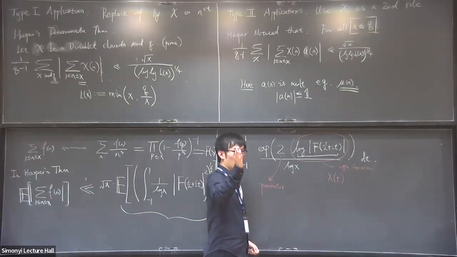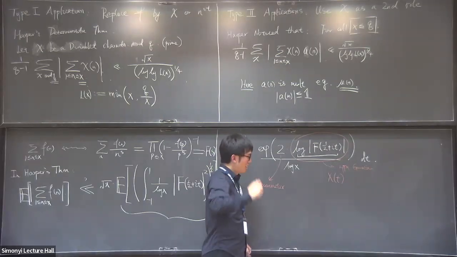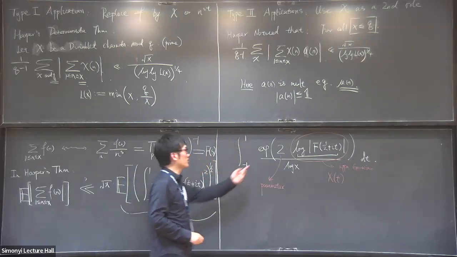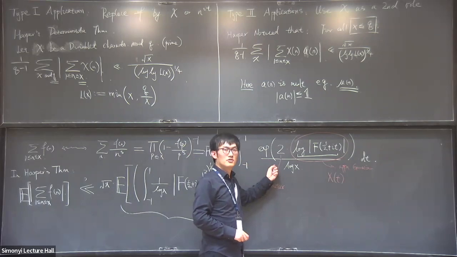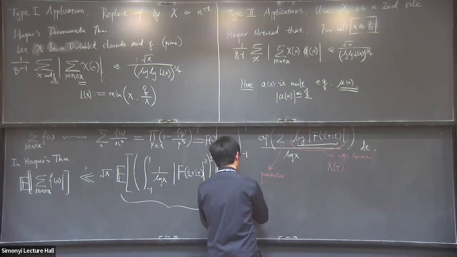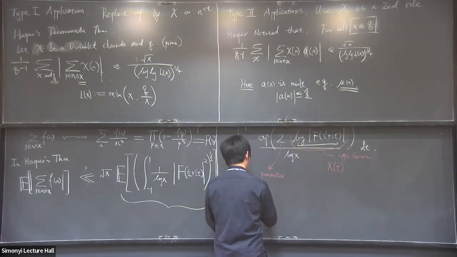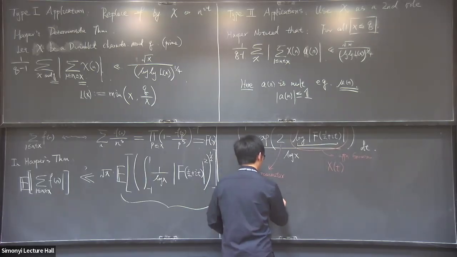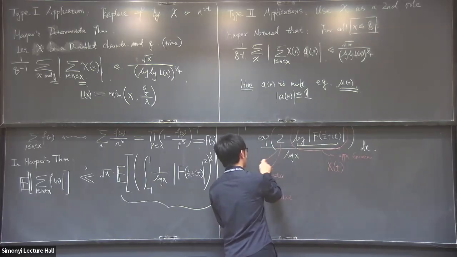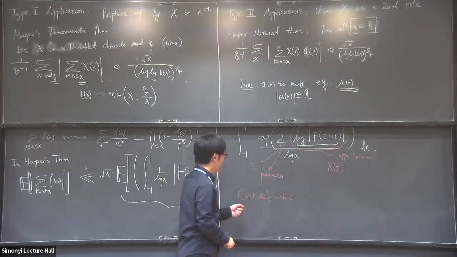Now going back to actually this question, this parameter turns out to be very important. So here's the critical value. We replace 2 by a constant lambda. The critical value means the following.